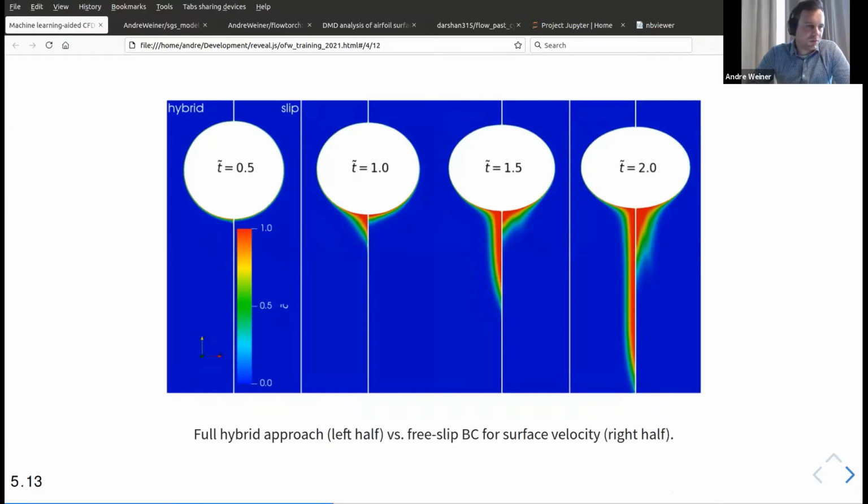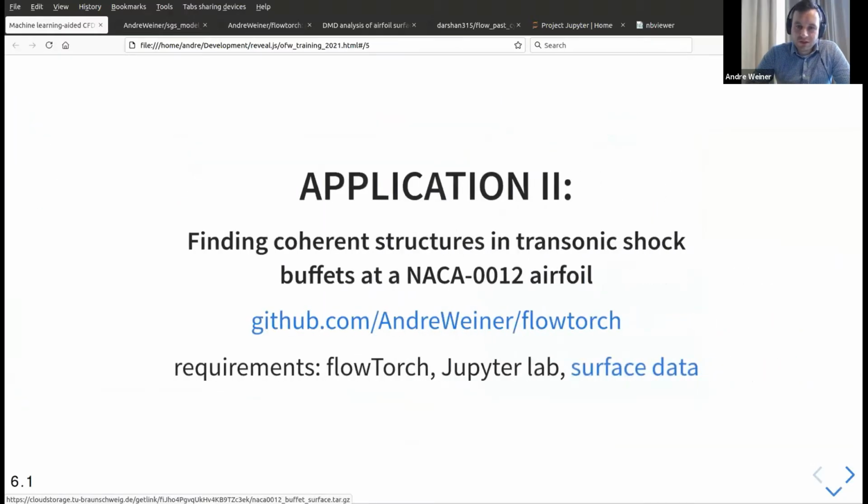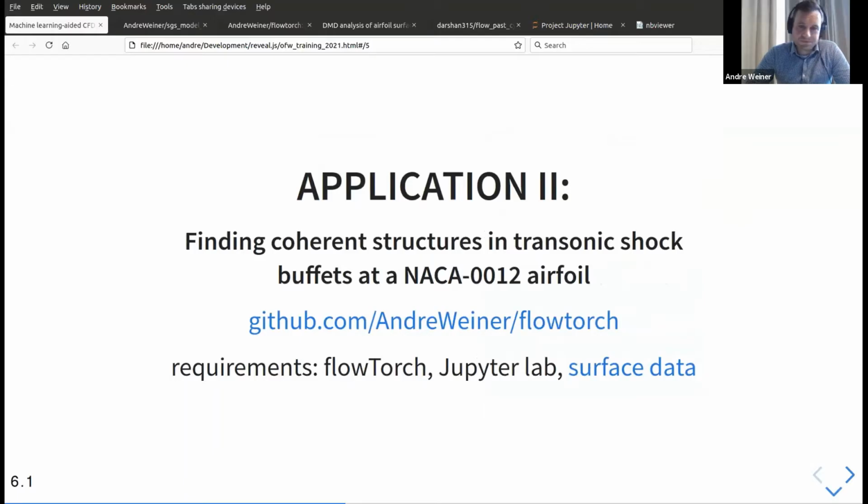All right, and now you might be wondering, okay, do I really need all this fuss? Can't I just use, for example, a free slip boundary condition for the bubble surface? And the answer is, not really. Especially during the initial transient rise of the bubble, a free slip boundary condition will just give you much worse results, and those data are not really suitable for validation then. All right, this concludes the first example.